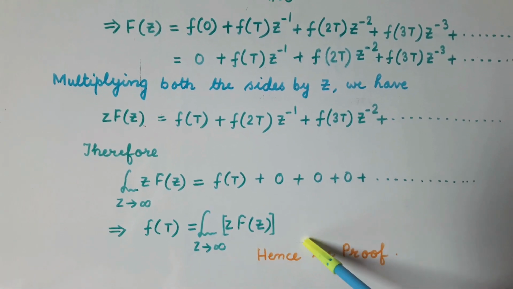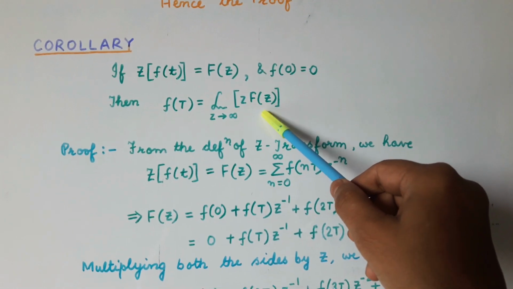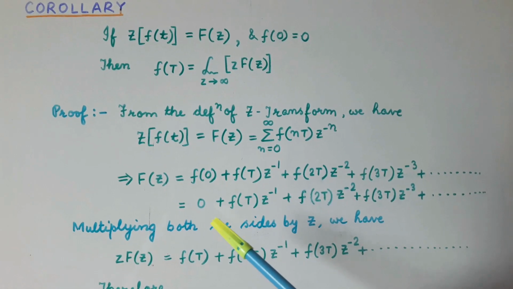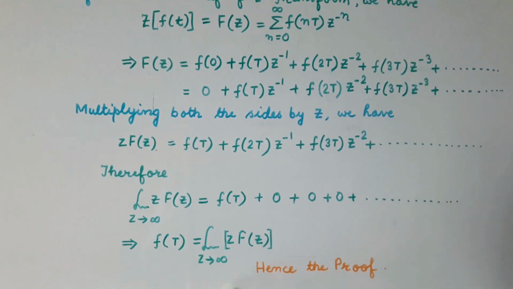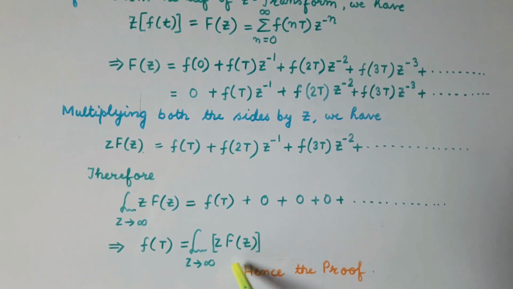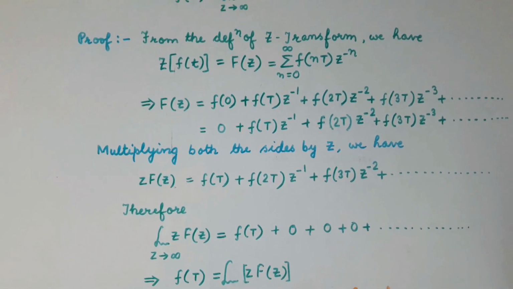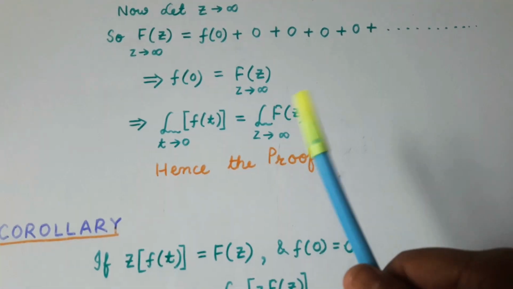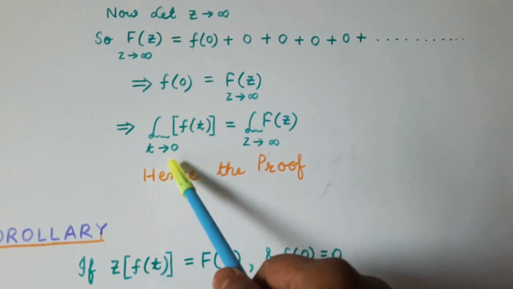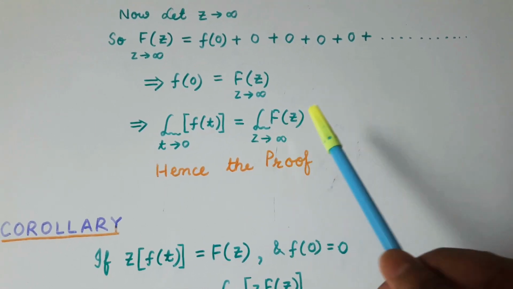So this is the proof of this corollary. That is, we have proved that f(T) will be equal to the limit of z F(z) when z tends to infinity. And we have also proved the initial value theorem, that is the limit of f(t) when t tends to 0 is equal to the limit of F(z) when z tends to infinity.